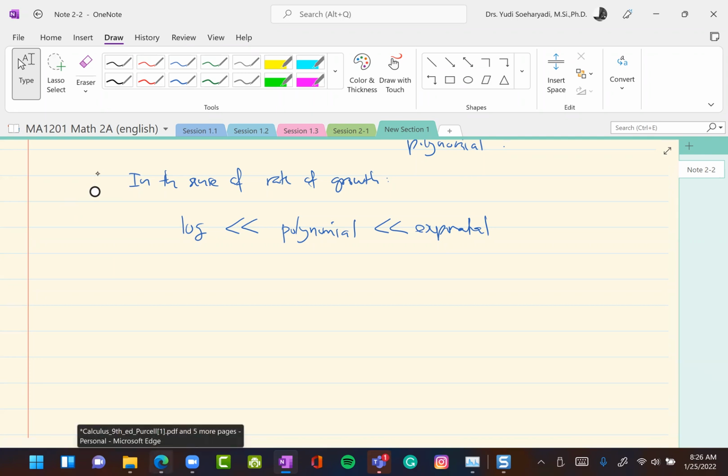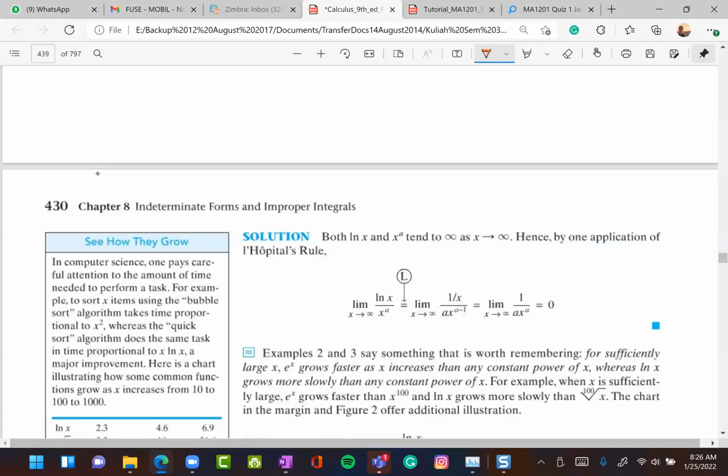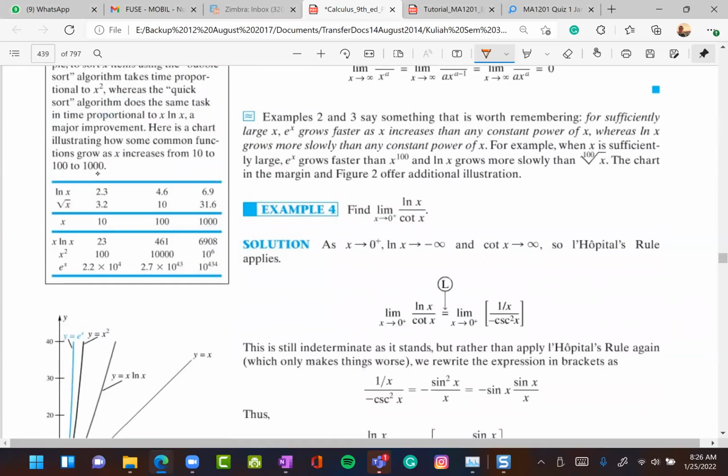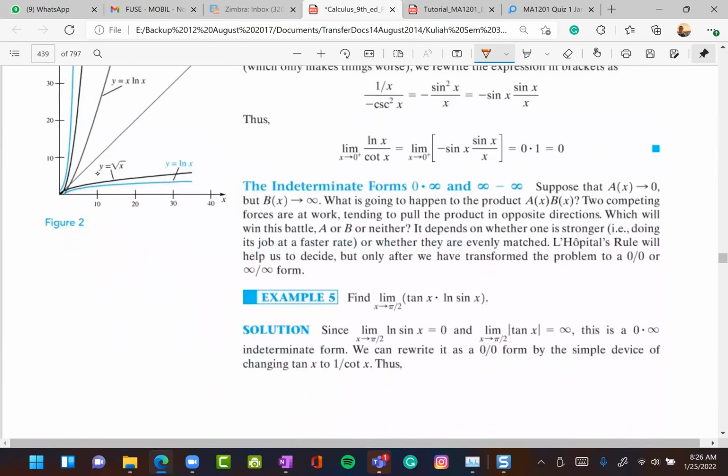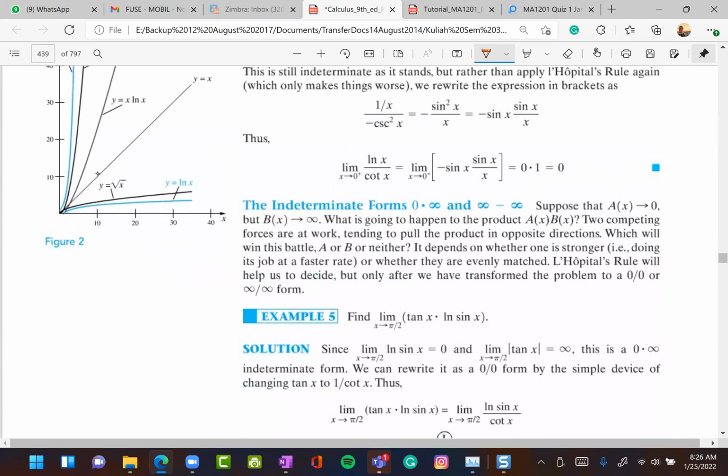All right. So let's move to another indeterminate form: 0 times infinity, meaning small times large, and large minus large. Why are these two indeterminate?